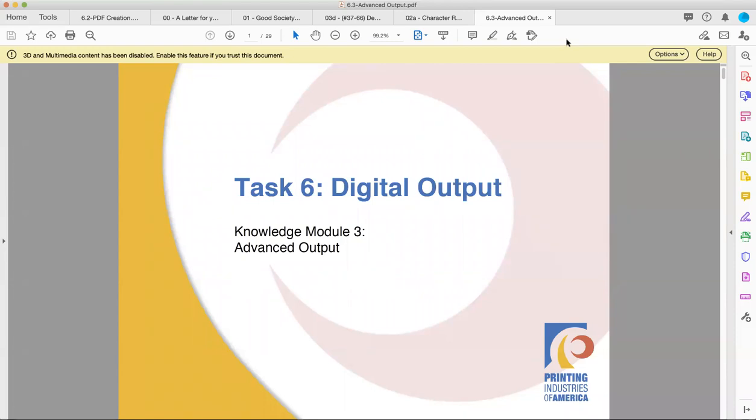Today we're looking at PIA's Prepress Trainee Manual, section 6.3, Advanced Output. This is going to be a bit of a technical chapter to talk about, but the technical details contained in this chapter are pretty valuable stuff, and I'm quite happy to get to talk about it. Bear with me if it gets a little bit detailed, but these are the details that do matter to creating a successful, good-looking printed piece.